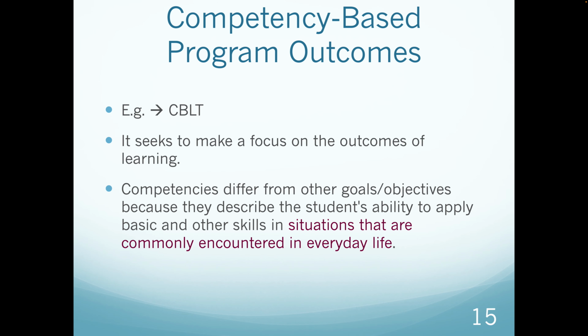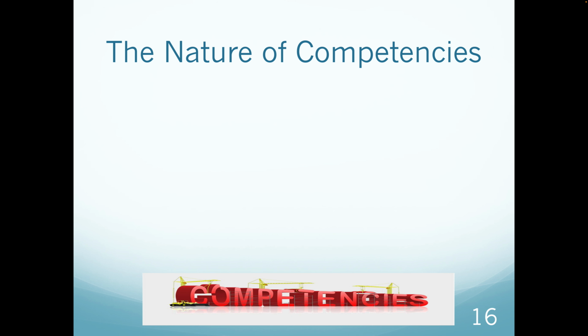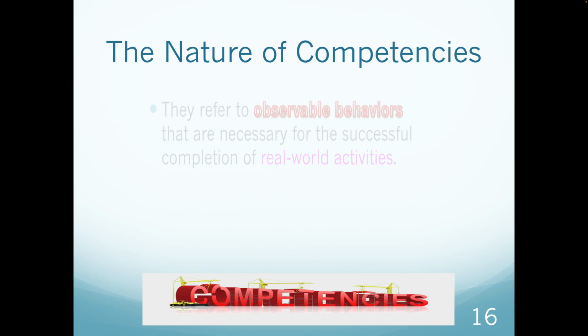So competencies differ from other goals or objectives because what's different? They describe the student's ability to apply basic and other skills in situations that are commonly encountered in everyday life. So the nature of competencies, they refer to observable behaviors. This is not so different from objectives, but they are necessary for the successful completion of real-world activities. So that is the difference. And these activities may be related to the field of work and social survival in a new environment.